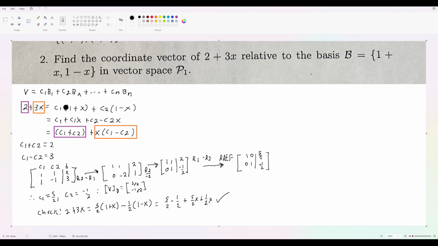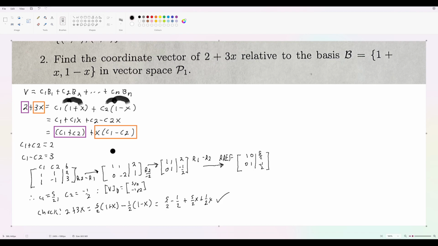So what we're going to want to do is take our basis vectors 1 and 2 and distribute this throughout the system. Once we do that, we want to group them up into their respective degrees. We have our constant here and our first degree over here, so we factor out an x. Then we can form equations from that. C1, C2 are our constants, so C1 plus C2 equals 2. And C1 minus C2 is with respect to x, so C1 minus C2 is equal to 3.